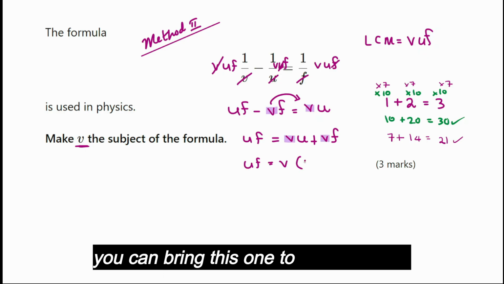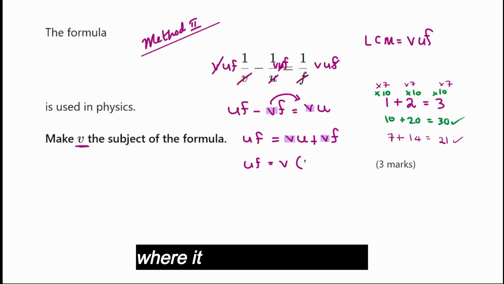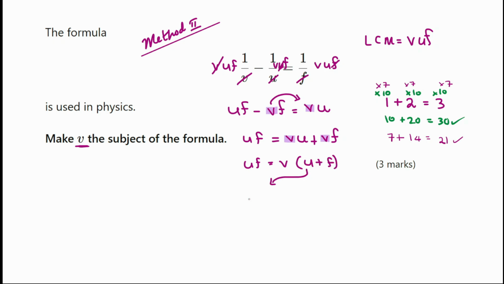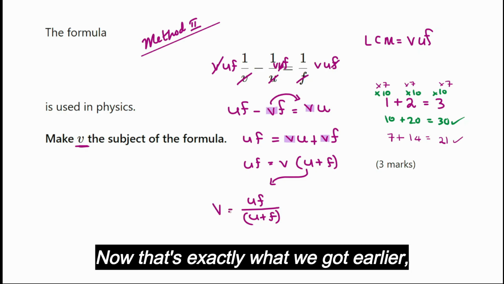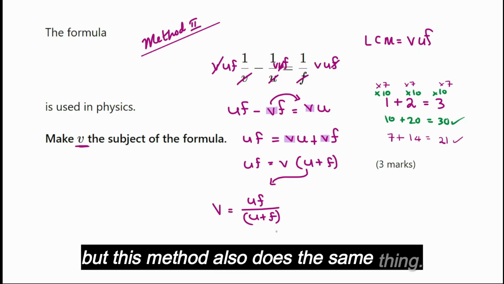Now, you can bring this one to the other side where it becomes a division. So, you get UF over U add F is your V. Now, that's exactly what we got earlier, but this method also does the same thing.